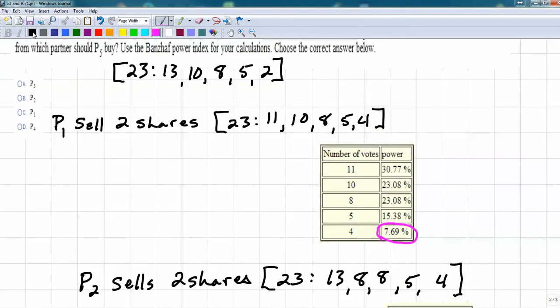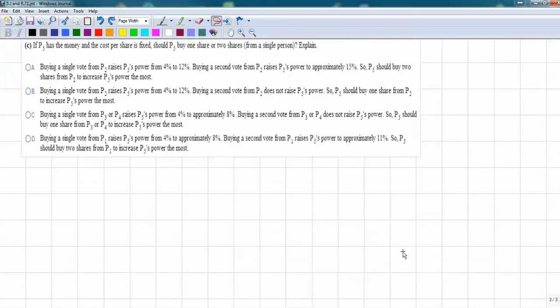All right, the third and final part of this problem states if P sub 5 has the money and the cost per share is fixed, should P sub 5 buy 1 share or 2 shares from a single person? Explain. And then we're given the following 4 options. Buying a single vote from P sub 2 raises P sub 5's power from 4% to 12%. Buying a second vote will raise it to approximately 15%. So P sub 5 should buy 2 shares from P sub 2 to increase P sub 5's power the most. That's not true.